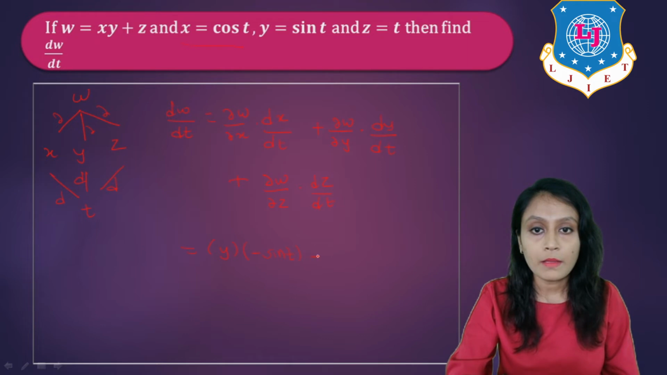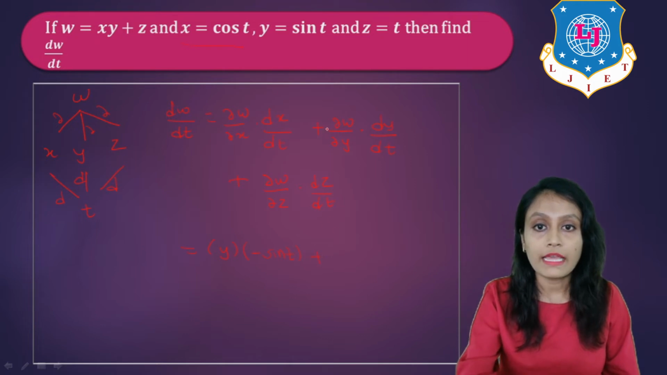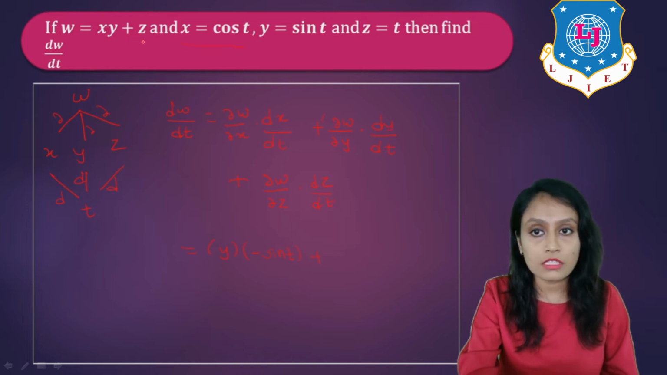Plus next one, del w by del y. From here we have to take the derivative with respect to y keeping x and z constant. So the answer will be x.